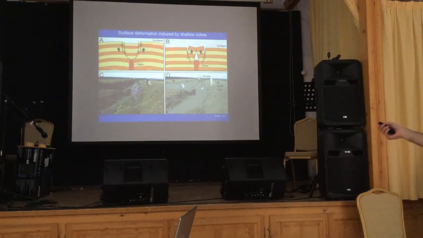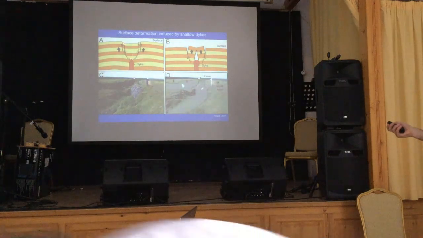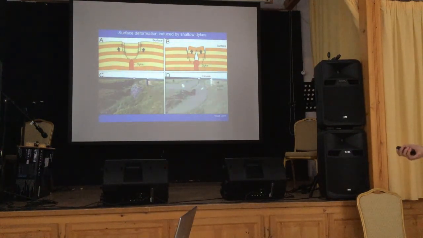So the topography is convex upward. This means this is the effect of the dike, the force of the dike trying to intrude into the crust, to produce this convex deformation that can be recorded by instruments. And usually above the dike tip, you have a depression. And this is a nice picture of Iceland.